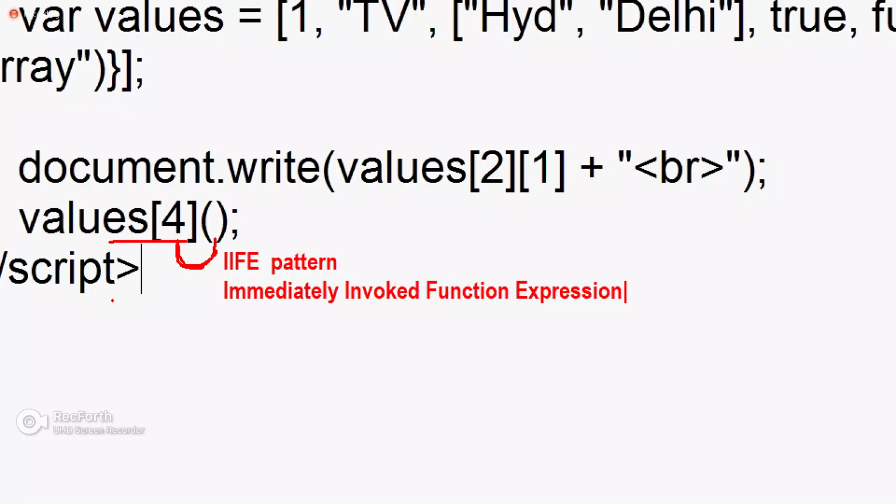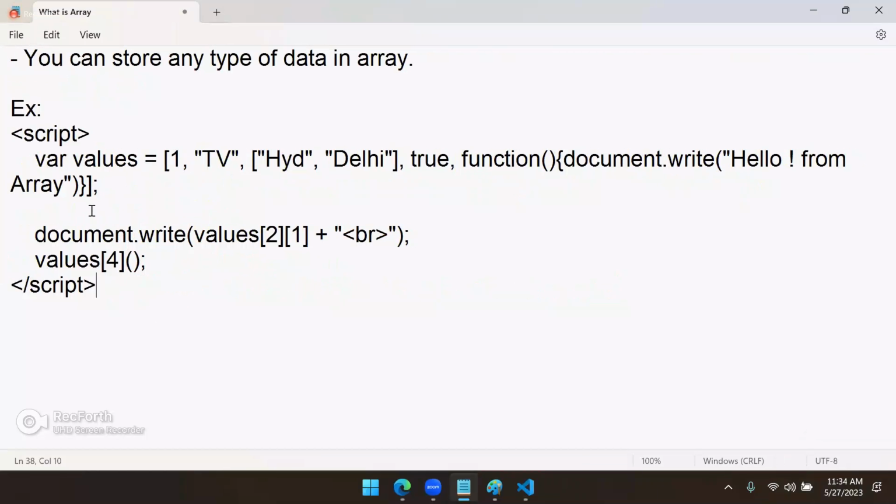Immediately invoked function expression. It means a function is defined with a name, then how to access it. If a function is not defined with a name, how we can access it? Immediately after the memory, you can access. That is what is called IIFE. Later in functions concept, I will tell you. More detail we will see in the function concept.